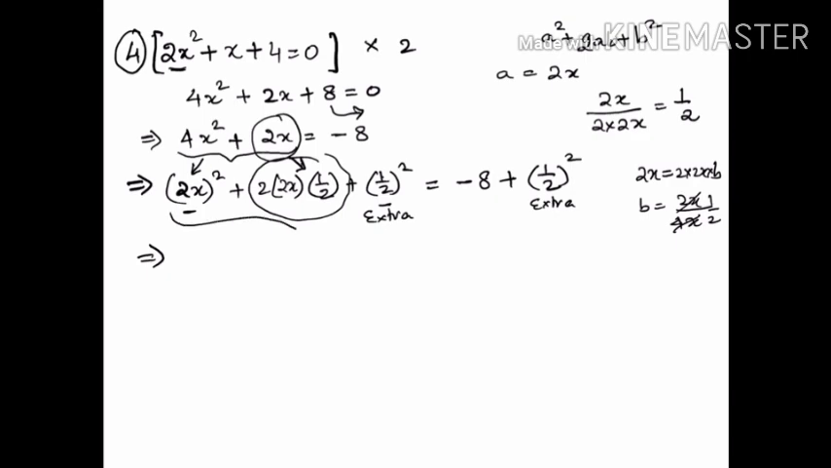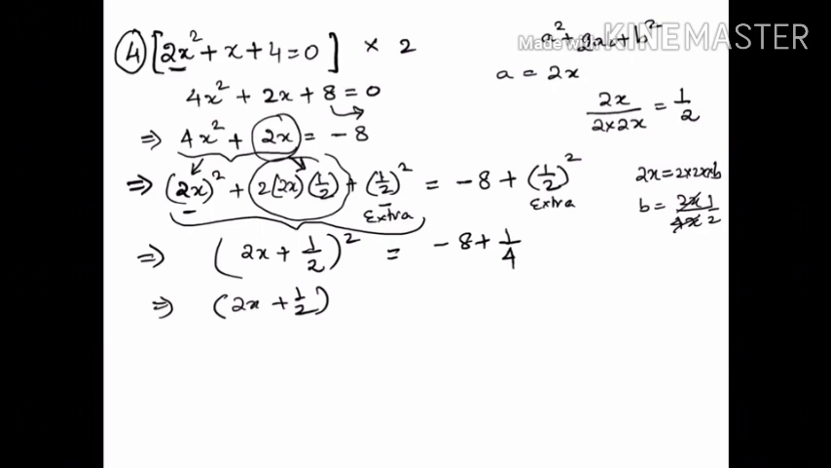Now this expression is a square plus 2ab plus b square. So we can write this as 2x plus 1 by 2 the whole square equal to minus 8 plus 1 over 4. Adding the right side of the equation, we get minus 31 upon 4. Now taking the square root, 2x plus 1 over 2 is equal to square root of minus 31 upon 4.